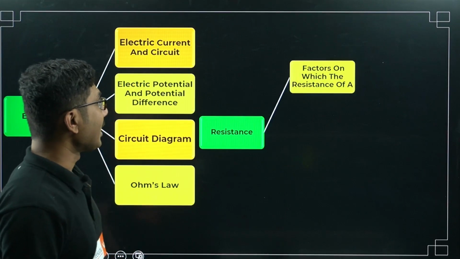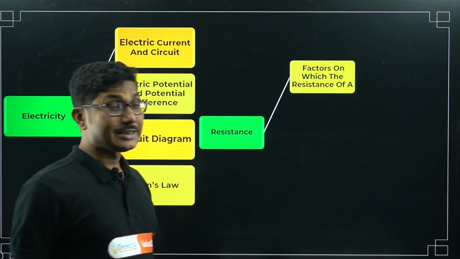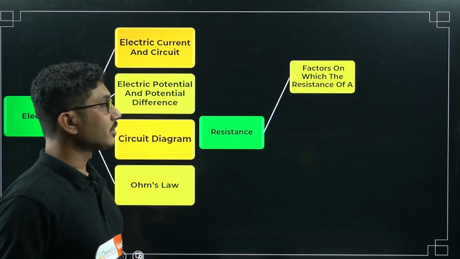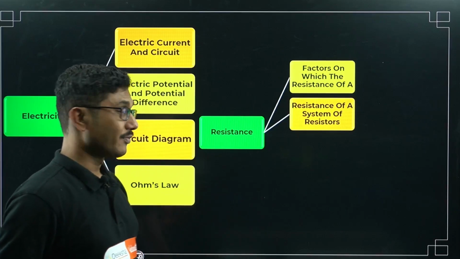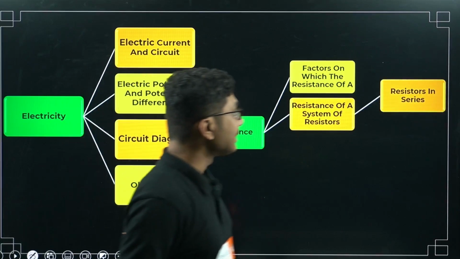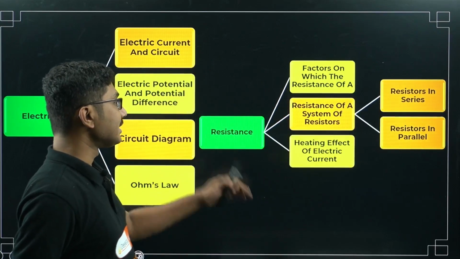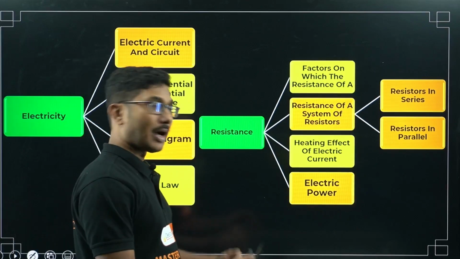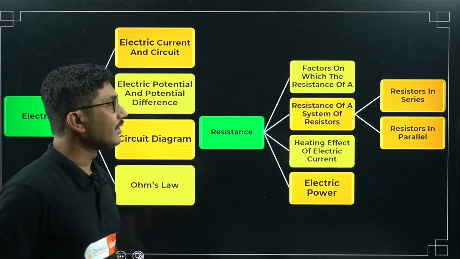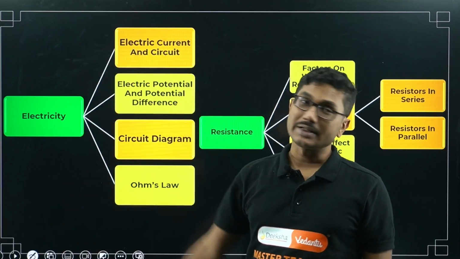In the resistance part, we will be covering factors on which resistance of a conductor depends, then resistance of a system of resistors, resistors in series, resistors in parallel, then we will also discuss the heating effect of electric current, and we will discuss electric power. Everything else we will discuss tomorrow, and here everything we will discuss today.